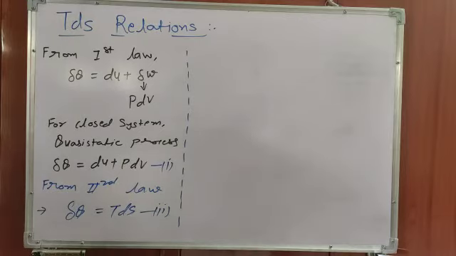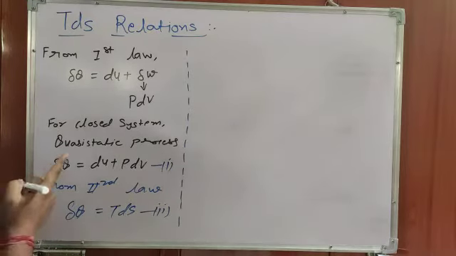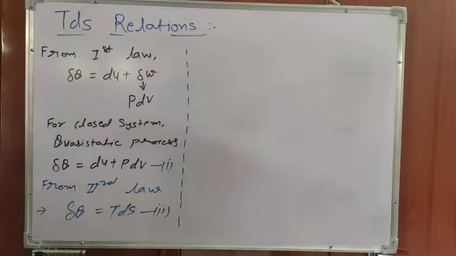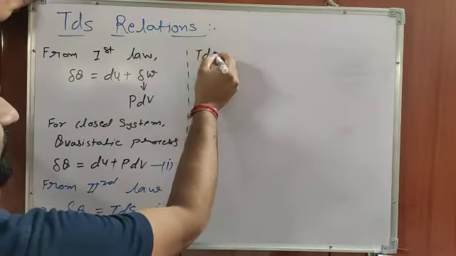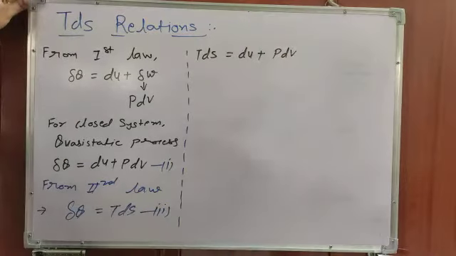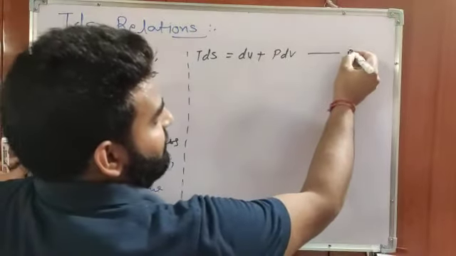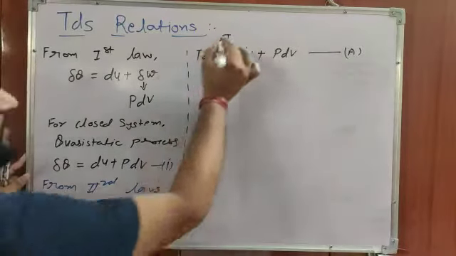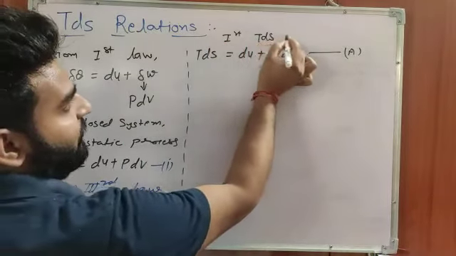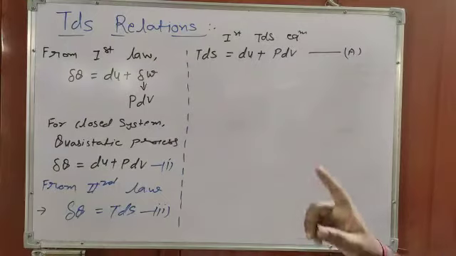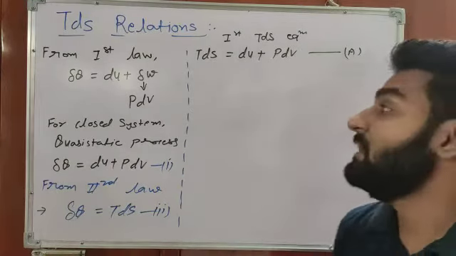From the second equation, if we put the value of dQ in the first equation, then we can write TdS is equal to dU plus P dV. So this is the first TdS equation. We have two TdS equations. This is the first one, and we derived it from the first law and the second law of thermodynamics.